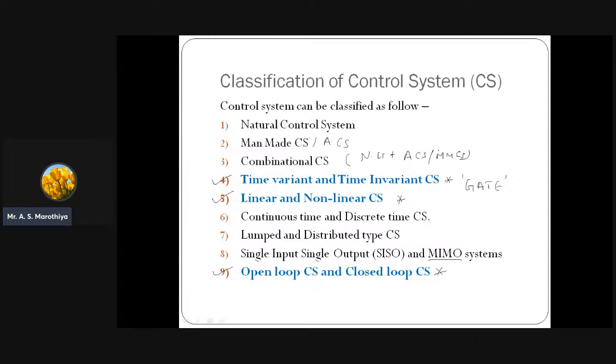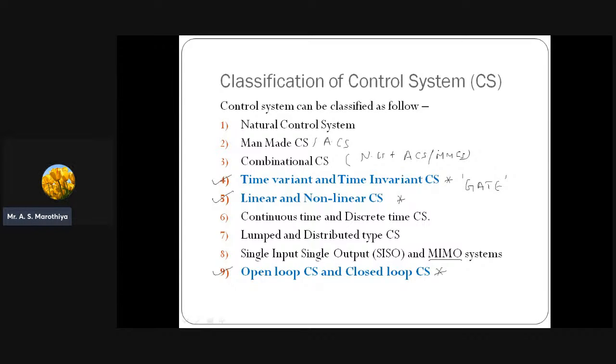When a driver is driving a car, that entire structure you are treating as a unit, and in that unit we have a combination of natural control system, which is the driver, and man-made control system, which is the car. Hence we can treat that particular system as a combinational control system. You can take any example; there are a lot of examples I can give in this domain.